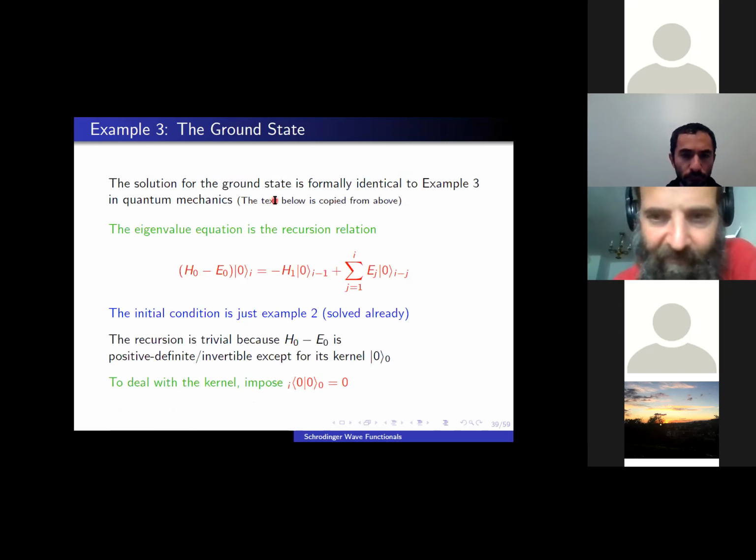Okay, so anyway, this is just the same as example 3. So we can grade everything. We can write things as a recursion relation. The initial condition is example 2, which we solved. This thing again is invertible once you fix the E_J's. And so example 3 is solved trivially, just like it was in quantum mechanics.